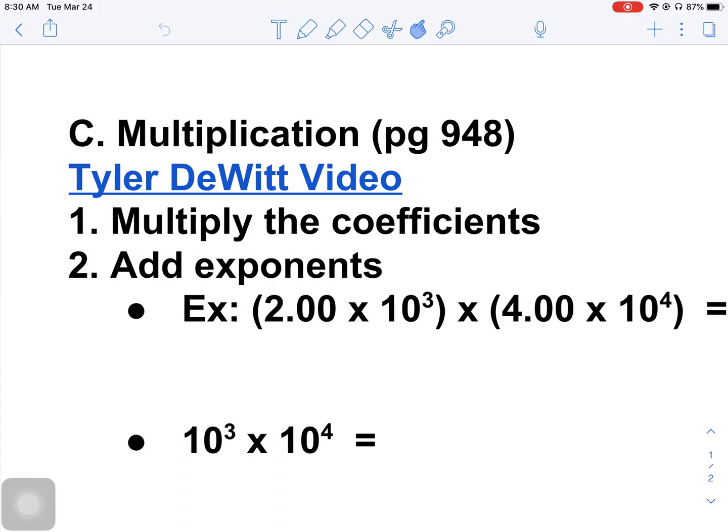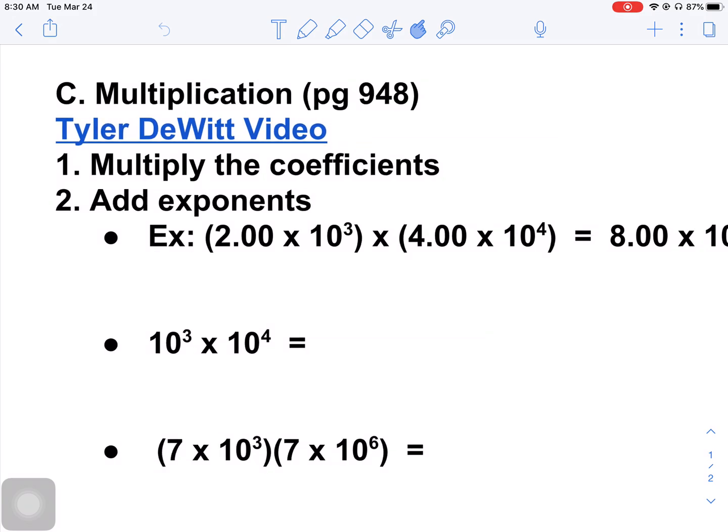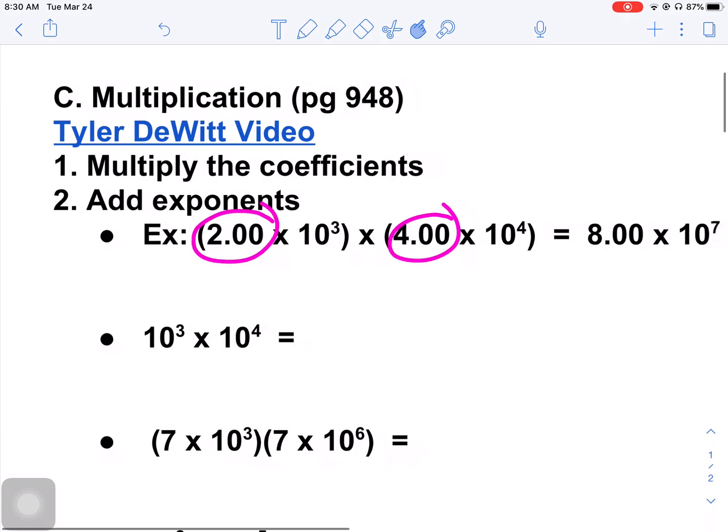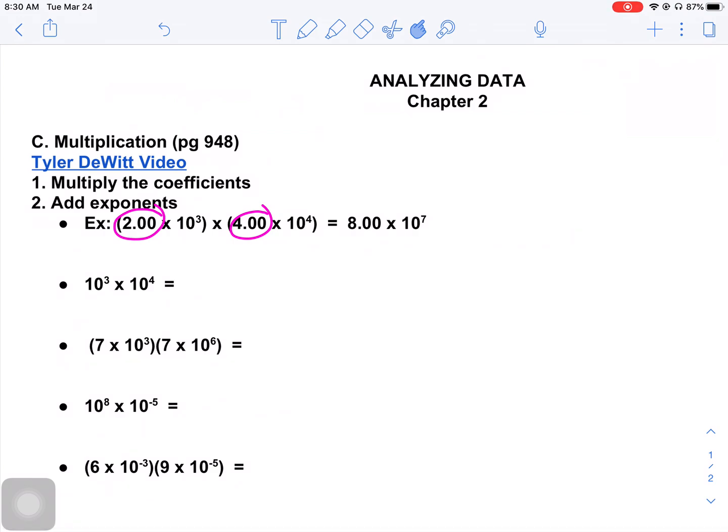All right, so multiplying using scientific notation. If the numbers are simple, we can do this in our head. If the numbers are more complicated, obviously you guys can use your calculator. All right, so rules are pretty simple. Step 1, we are going to multiply the coefficients. And remember, coefficients come before the power of 10. So 2 times 4 is 8.